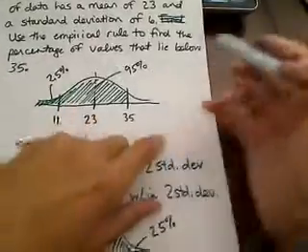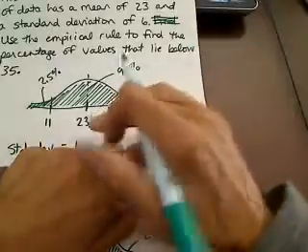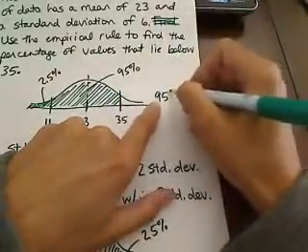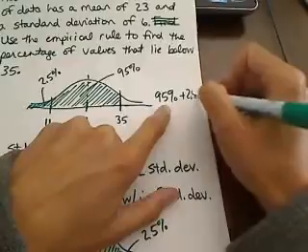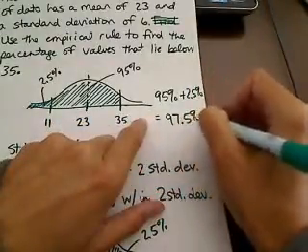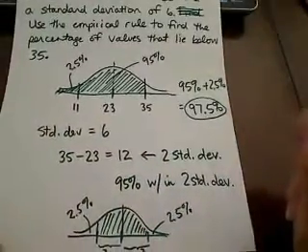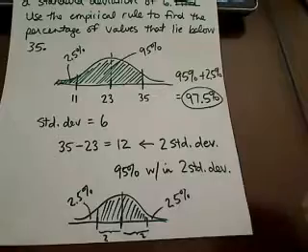So the answer to this problem, if we want to find the percentage of values that are below 35, is actually 95% plus the 2.5%. So in other words, 97.5% of values are going to lie below that number 35 for this problem. Okay, that's it.